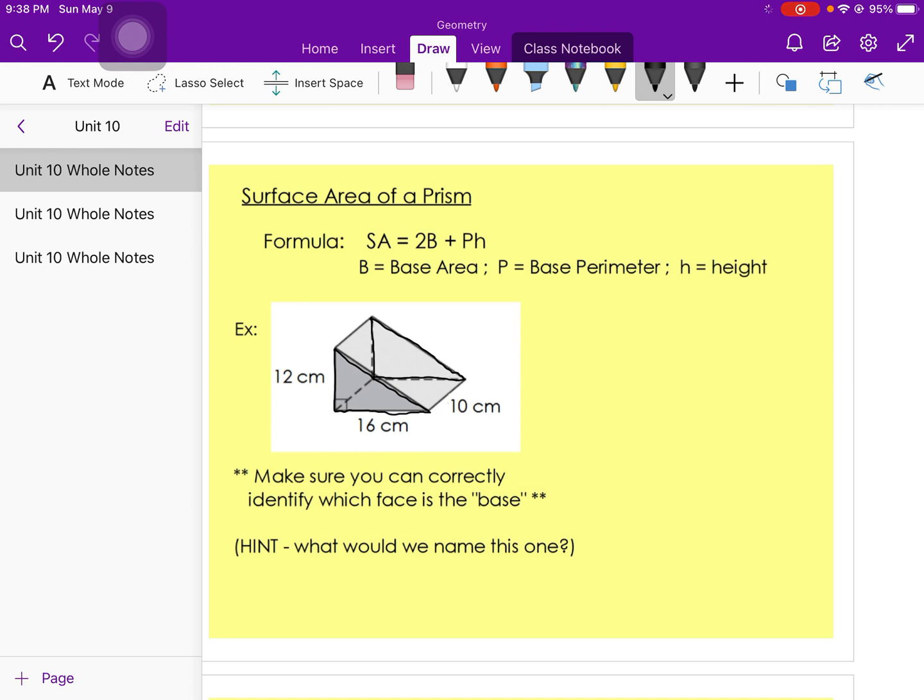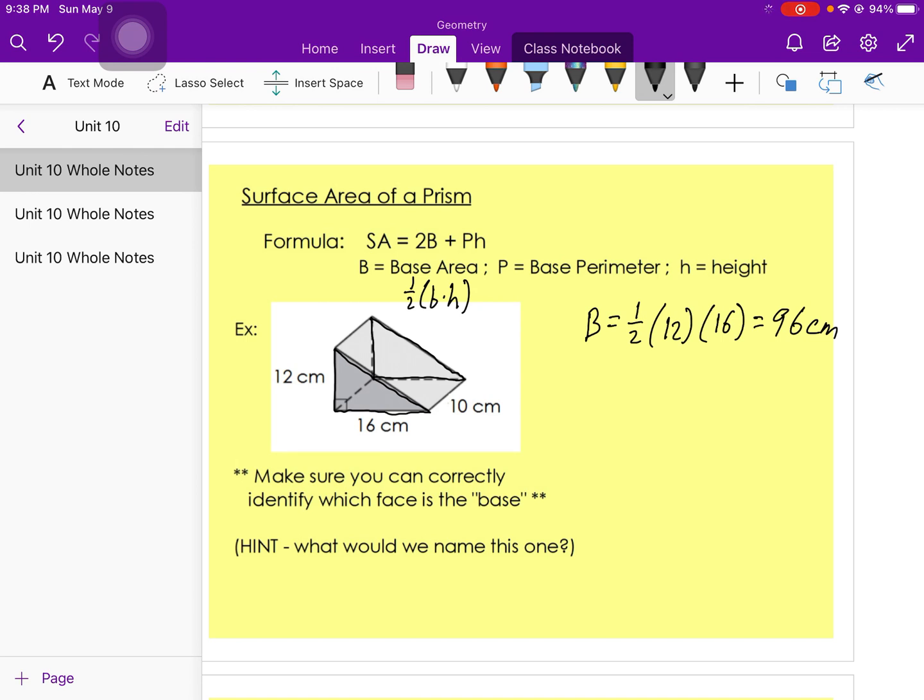When you're thinking of a triangle, think about the area first, because area of a triangle is different than a rectangle. It would be 1/2 base times height. So in this case, capital B, base area, is going to be 1/2 times 12 times 16. We are looking at the height of the base. That's going to be different than the height of the actual triangular prism. So that's where it can be a little confusing. Okay, if we do this, we are going to end up getting 96 centimeters squared.